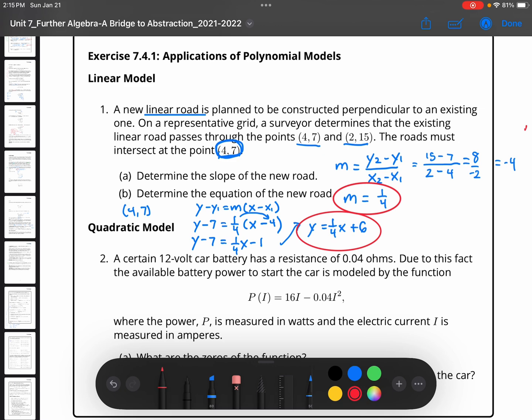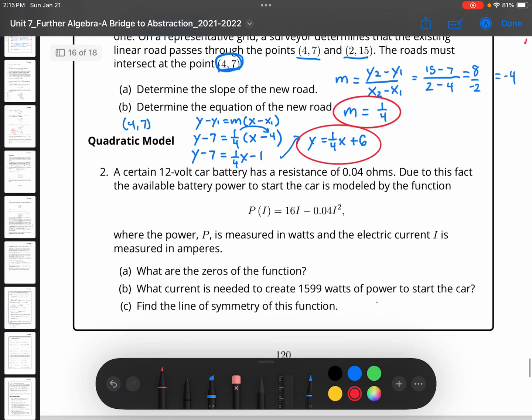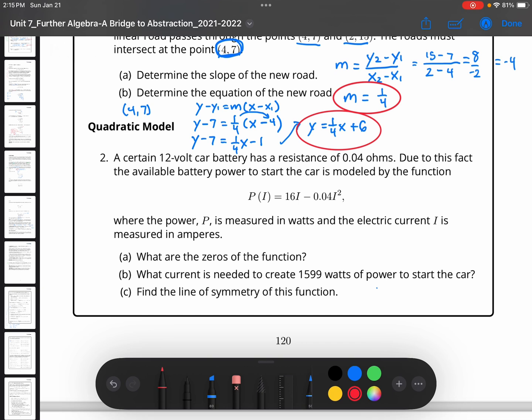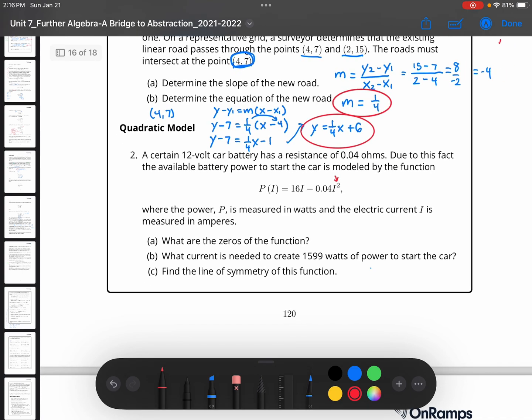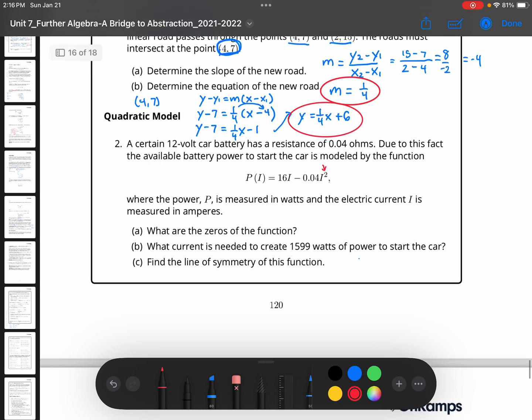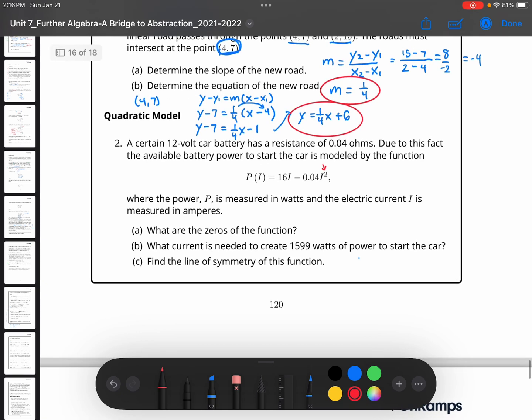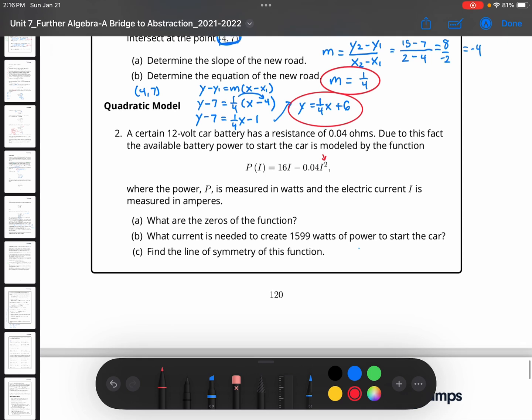Now let's go to the quadratic model example here. Notice that in this case, they give us a formula, luckily. It's already quadratic. Remember, we're saying that this is quadratic only because the highest degree or the highest power is 2, which is going to make this a quadratic. A 12-volt battery has a resistance of 4 ohms. Due to this fact, the available power to start the car is modeled by the function, where the power P is measured in watts.